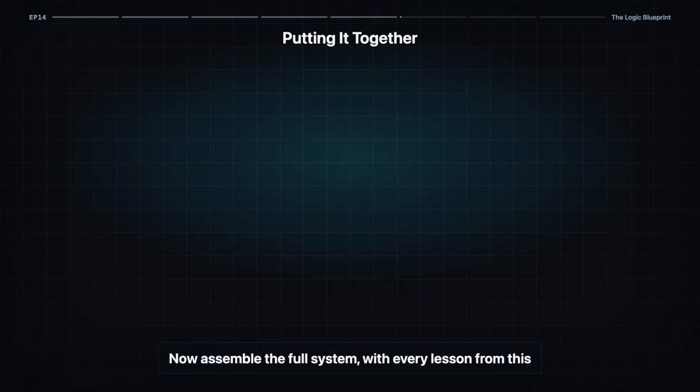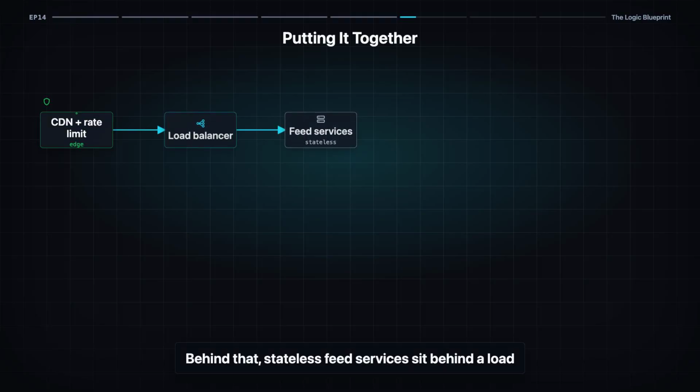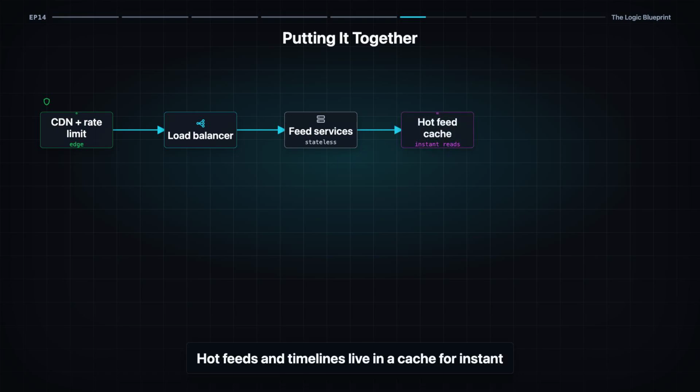Now assemble the full system, with every lesson from this series working together. At the edge, a CDN serves images and video close to the user, and rate limits at the gateway protect us from abuse and runaway clients. Behind that, stateless feed services sit behind a load balancer that spreads requests across the pool. Hot feeds and timelines live in a cache for instant reads, so the common path never touches the database.